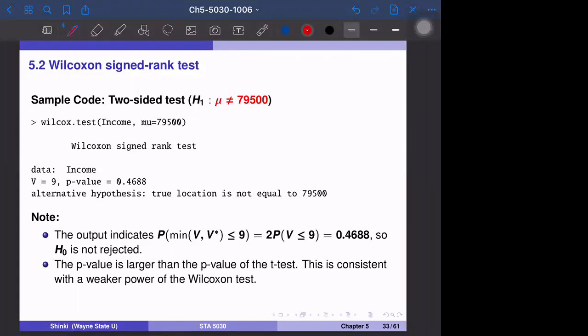Hi, we continue with the Wilcoxon signed rank test. Last time we explored the concepts of the signed rank test. This time we do this in our language.